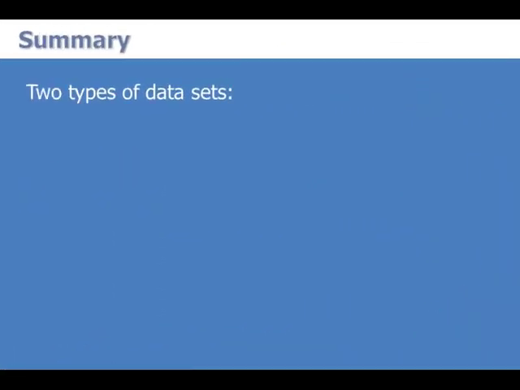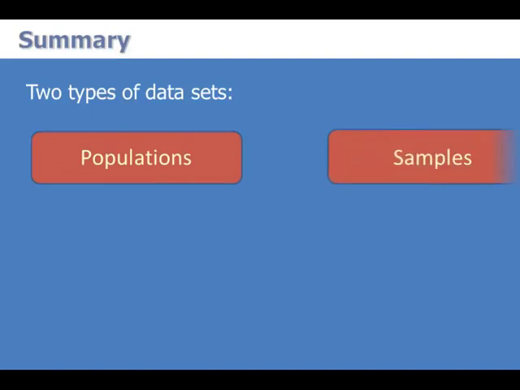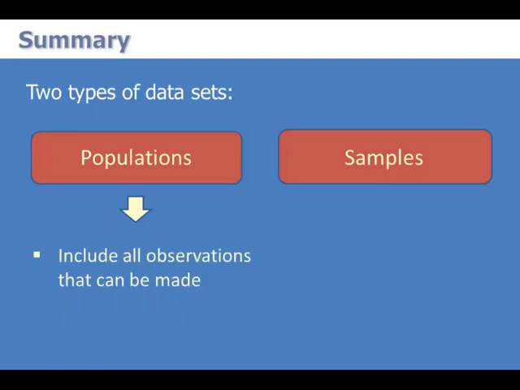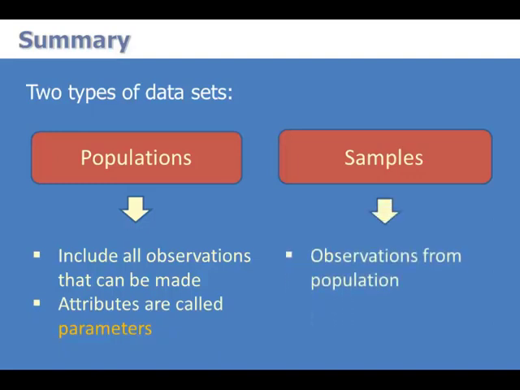Let's review. In this lesson, we described two important types of data sets: populations and samples. Populations include all of the observations that can be made. Population attributes, like the mean or standard deviation, are called parameters. Samples include one or more observations selected from the population. Sample attributes are called statistics.